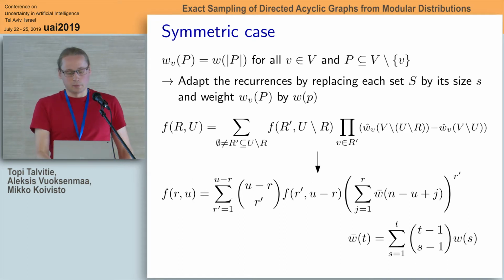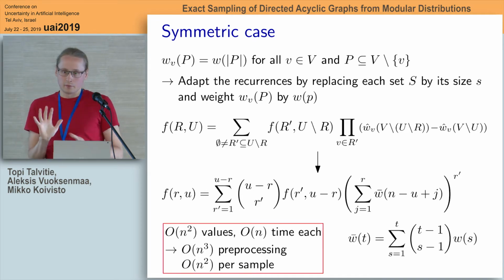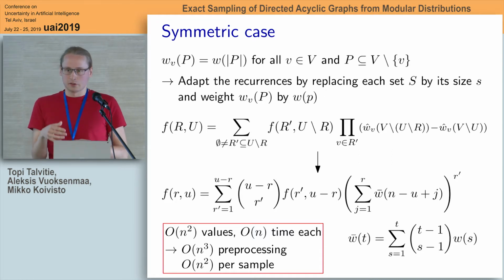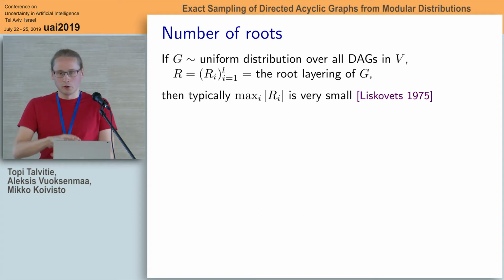And a straightforward implementation of this now runs in roughly exactly n cubed time pre-processing, after which you can sample DAGs in n squared time. But this is not the end of the story, because actually we can optimize things, at least in the uniform sampling case, where all the weights are 1.